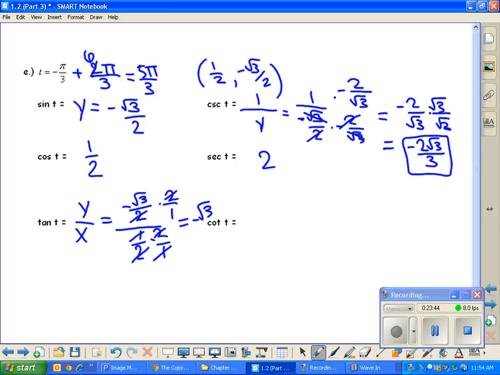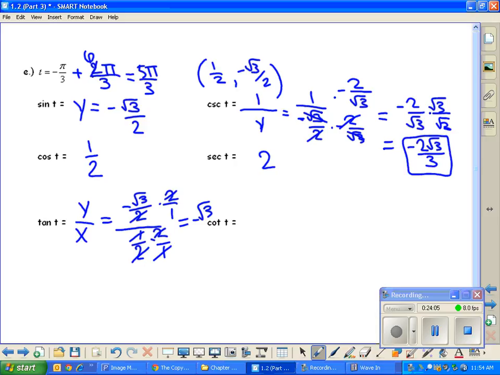Where are you looking? Tangent. This is y over x, and then it's -√3 over 2 all over 1 over 2. √3. Because we have this negative in front here, so that has to come through.